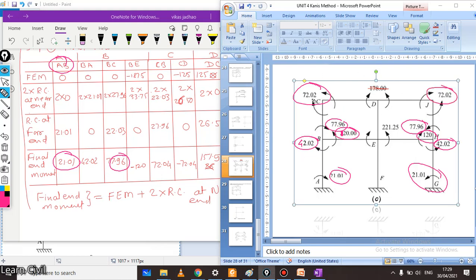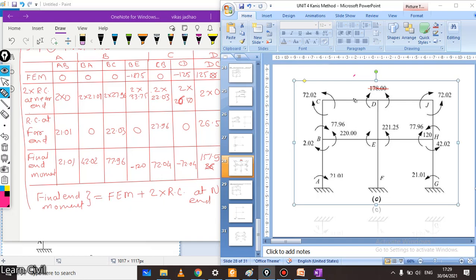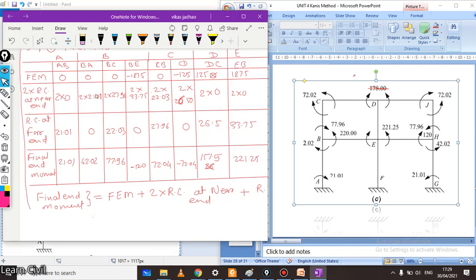So like this we can use the symmetry of a portal frame for simplifying the procedure of analysis by using Kani's method. This is the final solution of our problem.